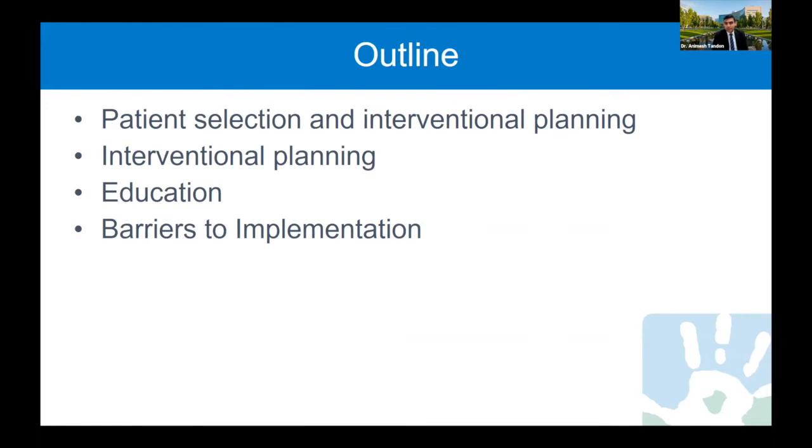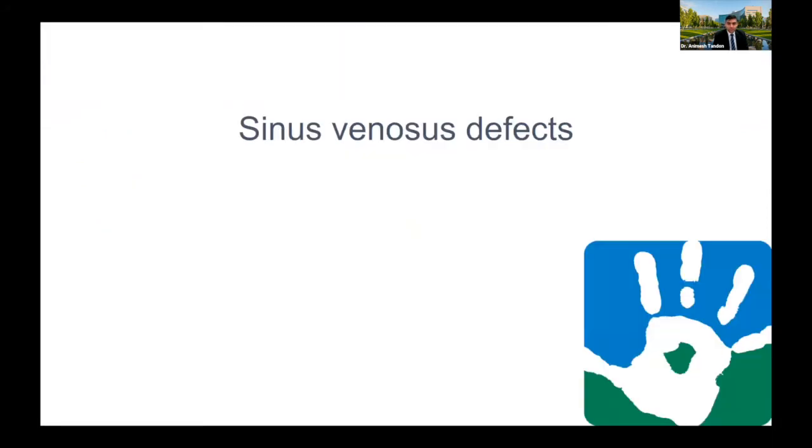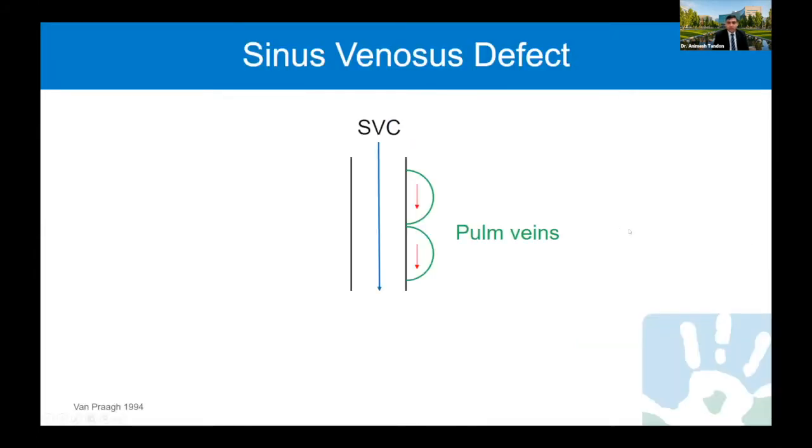So today I'll cover some of the uses of VR and other types of reality in planning procedures in congenital heart disease, and then some barriers to implementation. The first example I wanted to give is about sinus venosus defects. So as you know, one way that we use 3D or other technologies is for patient selection.